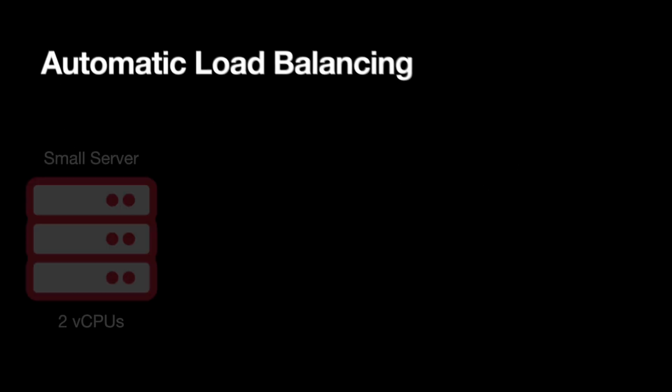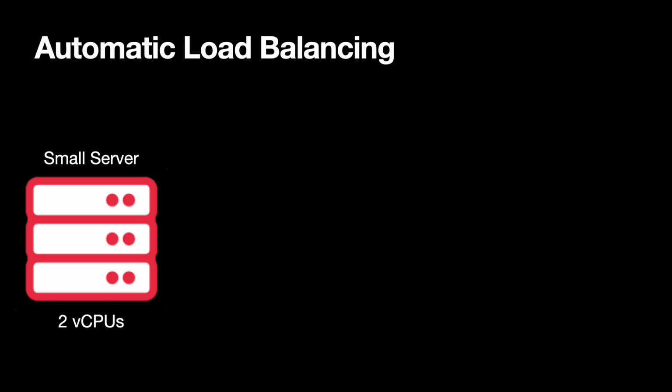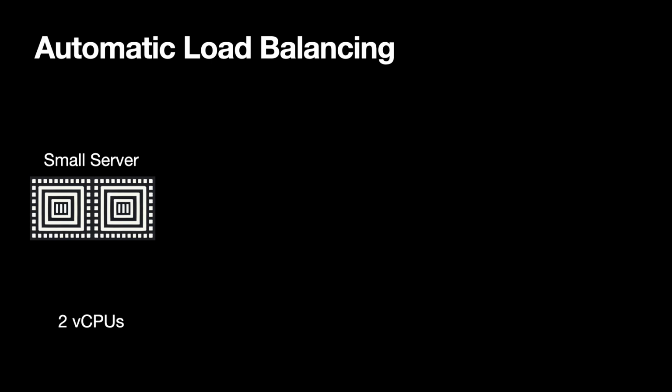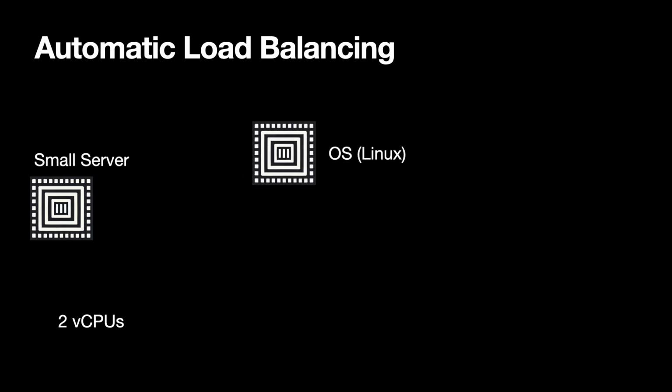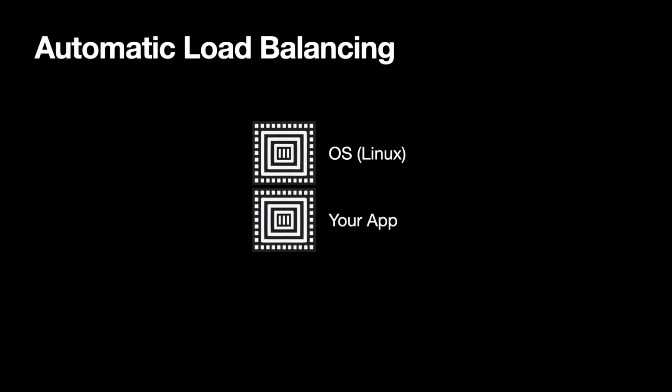Now, Xojo Cloud also does automatic load balancing of your web apps. And what does that mean? Well, let's say you've got a small Xojo Cloud server. It has 2 virtual CPUs. Now, those 2 virtual CPUs get used in different ways. The first one is used by the OS itself. That's running on one virtual CPU. The second one is running your app.